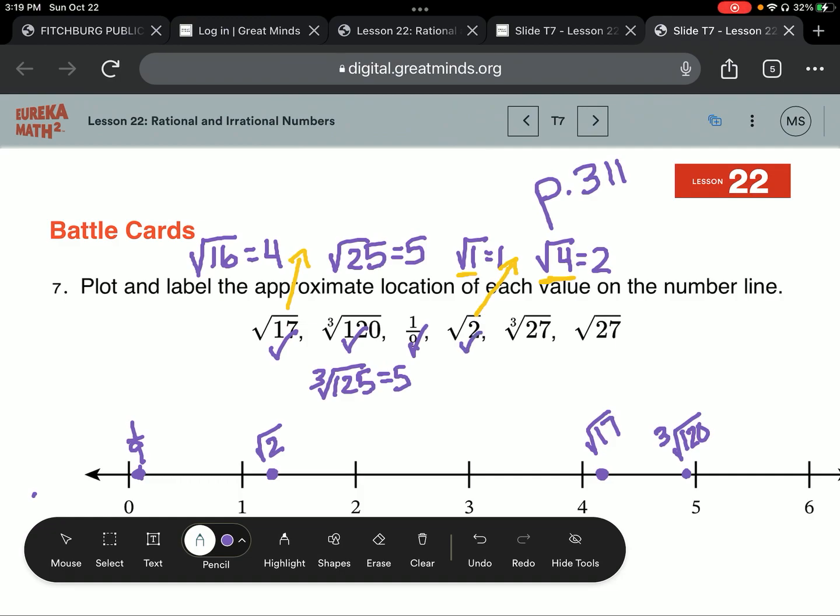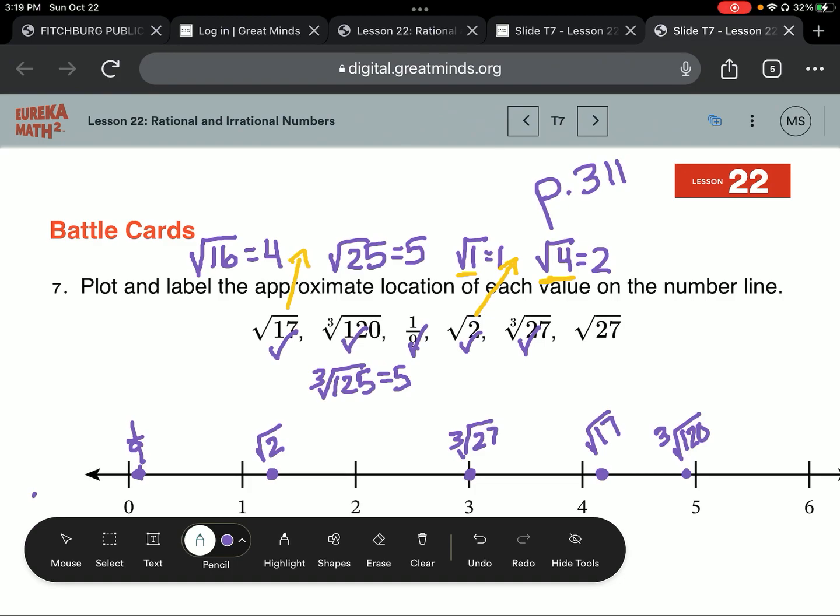What's left? The cube root of 3. Cube root of 27, sorry. Is 27 a perfect cube? Is there something times something times something that equals 27? Hopefully by now we are saying yes, yes, yes, that is 3. So that one should be pretty exact, the only exact one on our number line so far. So the cube root of 27 is 3.